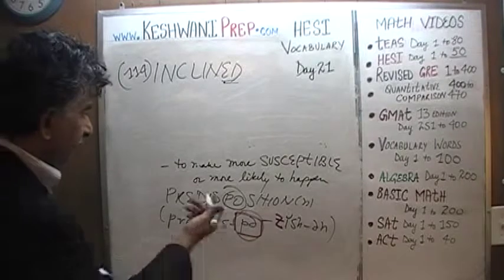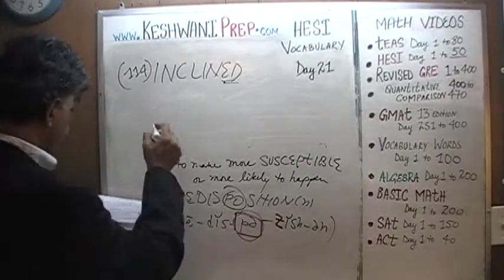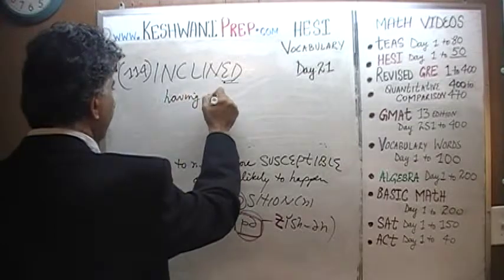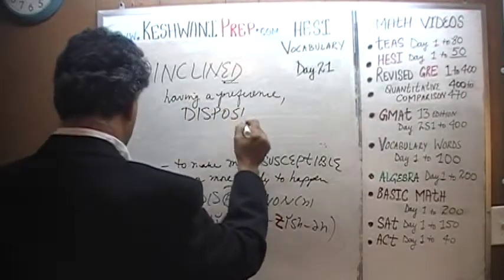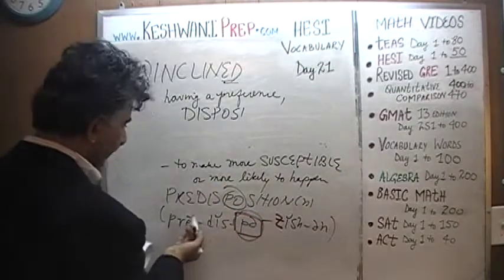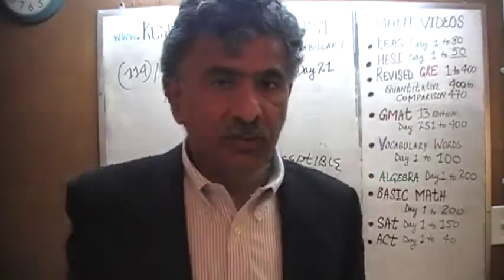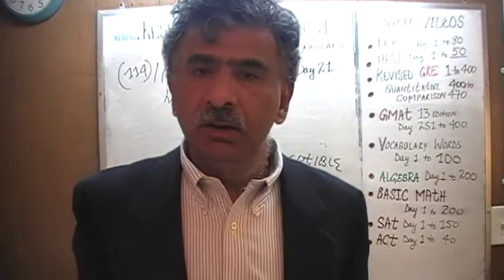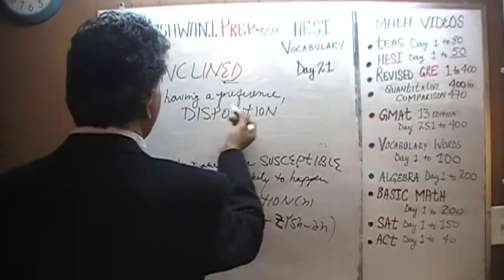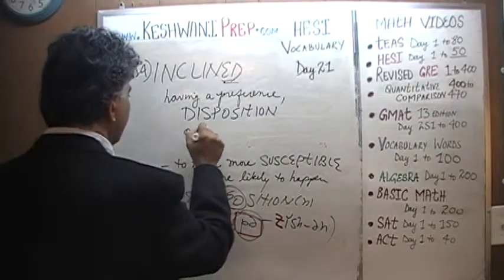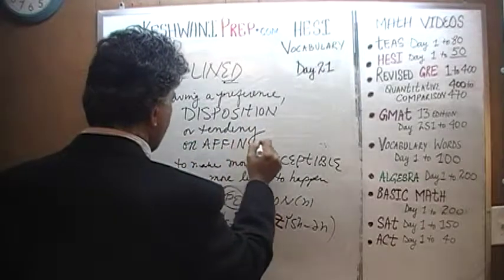To be inclined means exactly what we said, to be susceptible to do something, to have a tendency to do something, to have a preference for something. Oh, the word here was disposition. If you have a disposition for it, you have an inclination for it, you are likely to do it, you have an affinity to do it, you have a predilection for it, you're more likely to do it. Having a preference, disposition, or tendency, or, as I said, affinity.